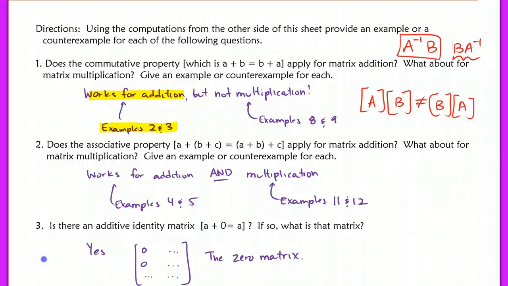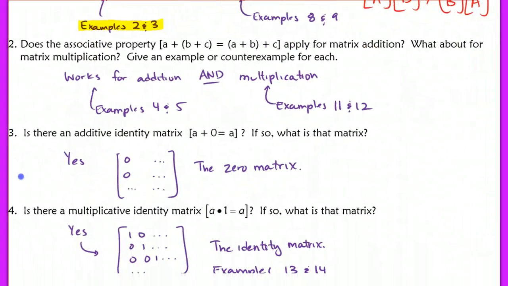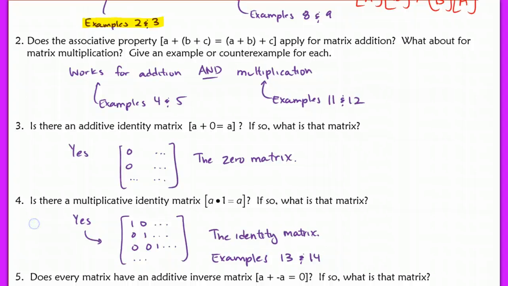And then the associative property, which works for addition, examples 4 and 5, check that out in the front. You should have the exact same matrix, as well as for multiplication, examples 11 and 12, you should get the same thing. Now I want to show you how to put that on there for examples 11 and 12.